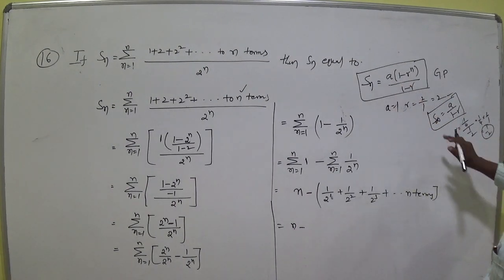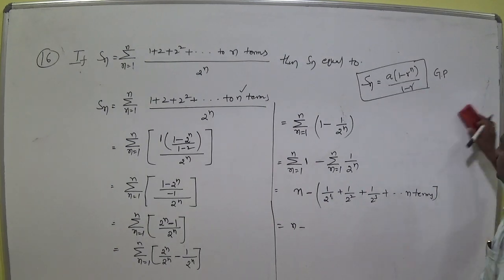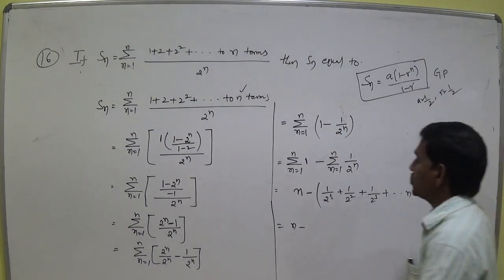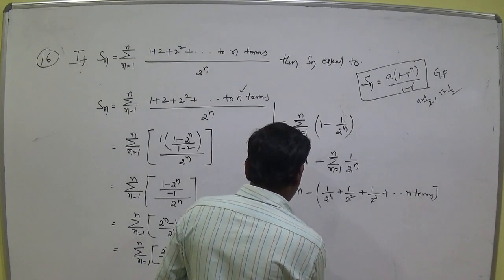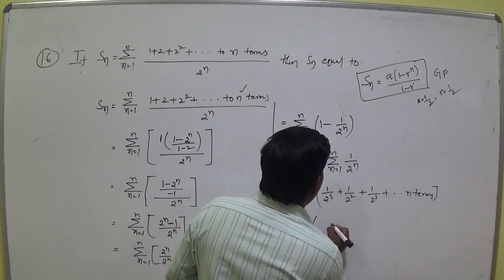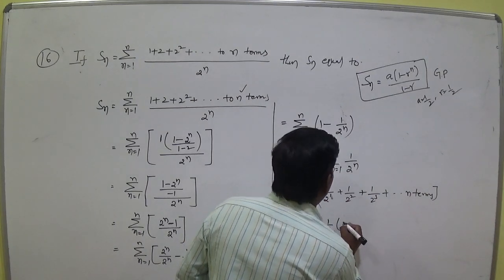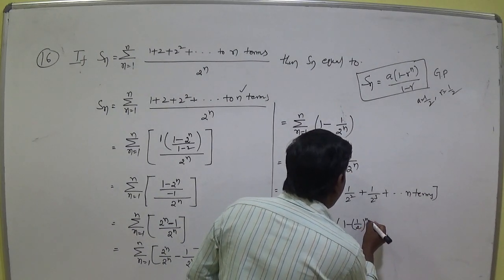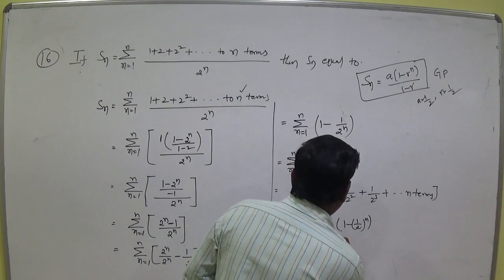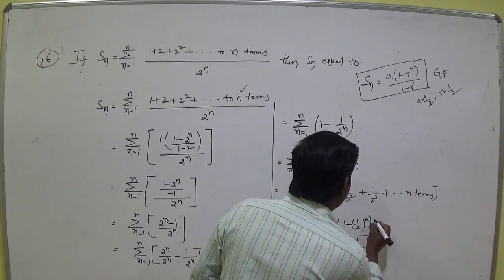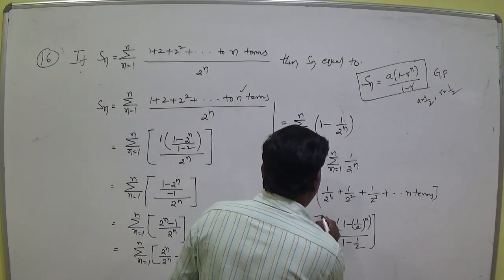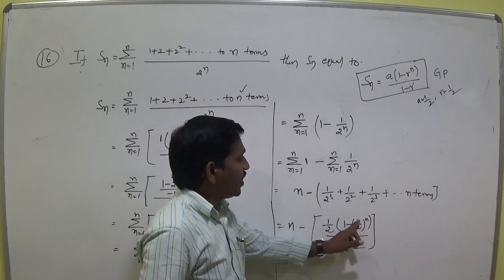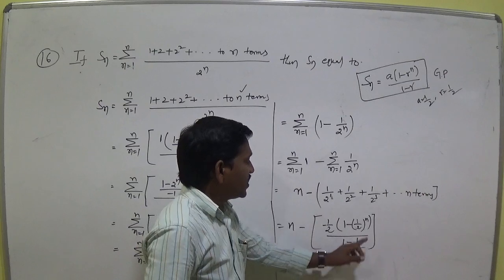Here A equal to 1 by 2 and r is also 1 by 2. So substitute: A into, that means 1 by 2 into 1 minus r power n, 1 by 2 whole power n, by 1 minus 1 by 2.